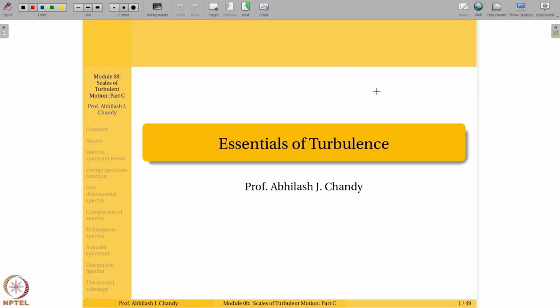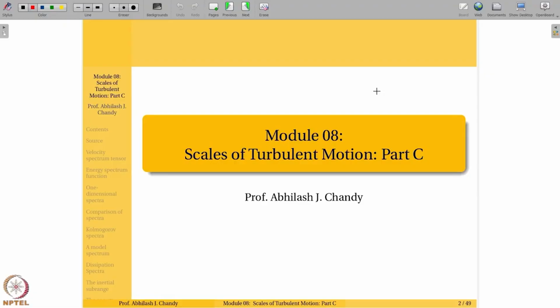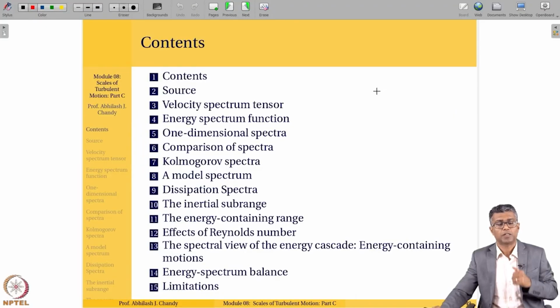Now here we are going to look at the kinetic energy spectrum, the kinetic energy for each Fourier mode, in a bit more detail and see where that is actually coming from. That is what is covered in this module mostly. We will then later go on to things like the model spectrum and then look at the inertial subrange in the context of these wave numbers. So this is part of the scales of turbulent motion module. These are the topics that are covered.